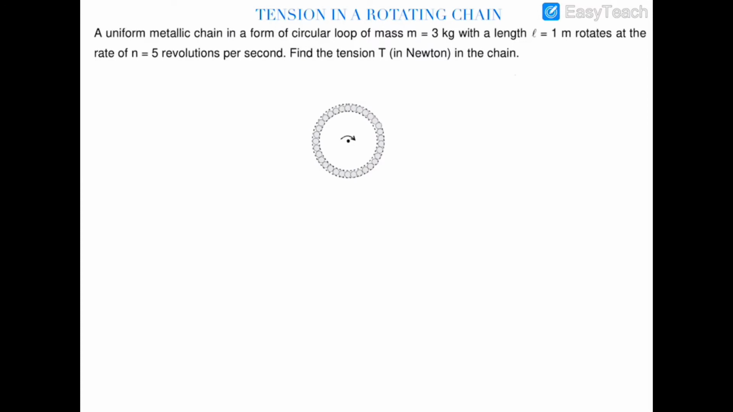In this question, there is a chain which is making a circular loop, and the complete mass of this chain is 3 kg. The length of this chain is 1 meter, and this chain is rotating with a rate of 5 revolutions per second in a horizontal plane. So we have to find out the tension in the chain, and we have to also state why this tension would develop on the chain.